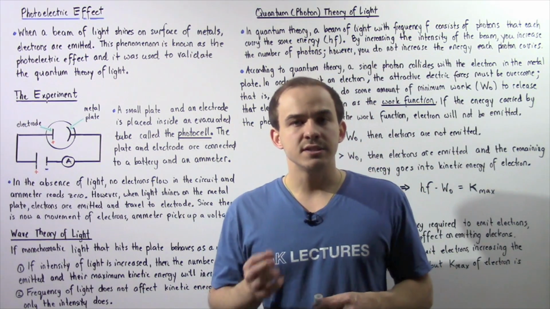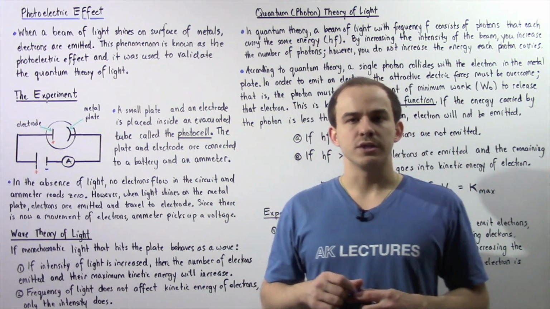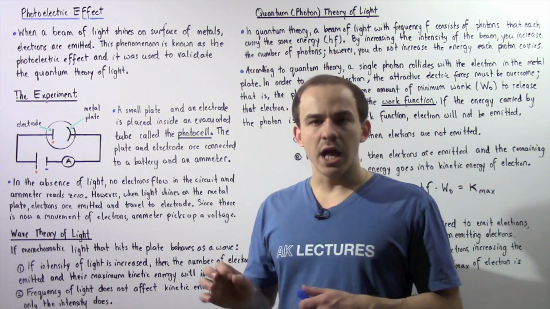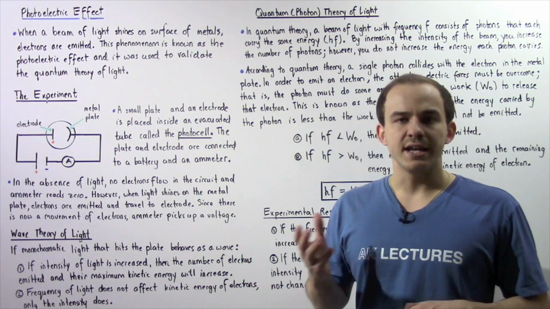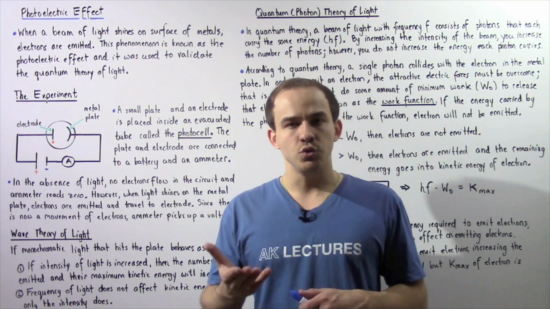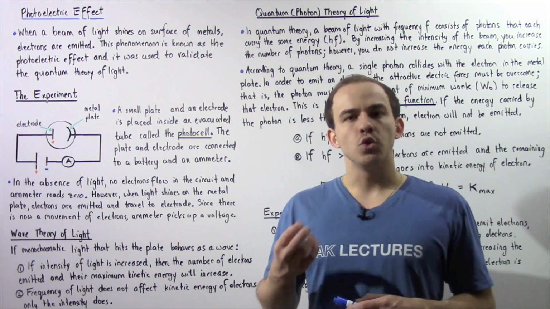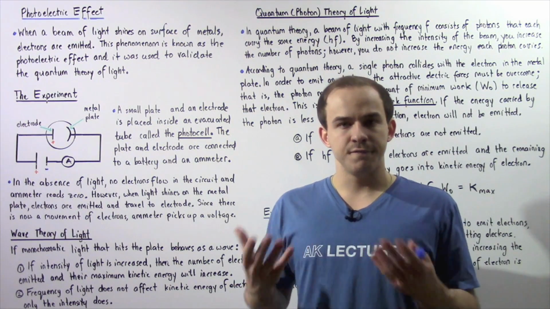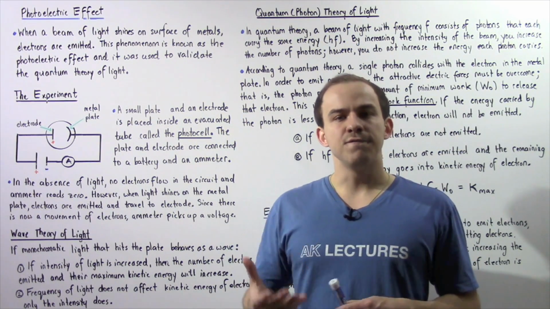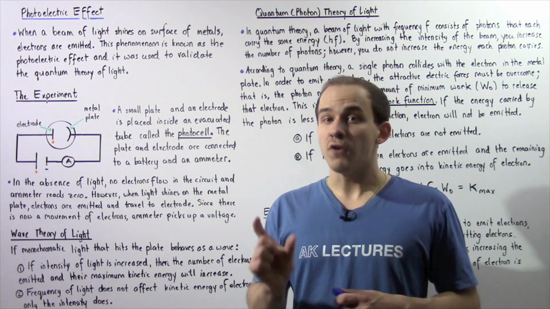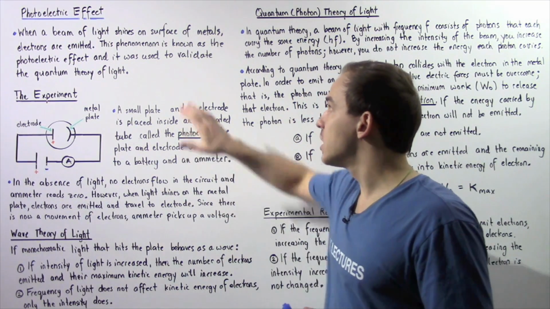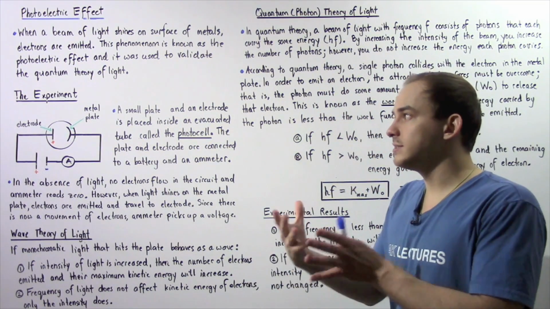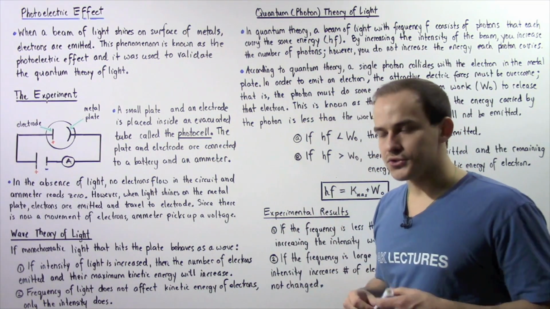But first, let's define what the photoelectric effect is. So basically, if you take a beam of light and you shine that beam of light onto the surface of an object, usually a metal, electrons will be emitted from that surface of that metal. And this effect is known as the photoelectric effect. And the photoelectric effect was used to validate the quantum theory of light, the fact that light consists of photons.